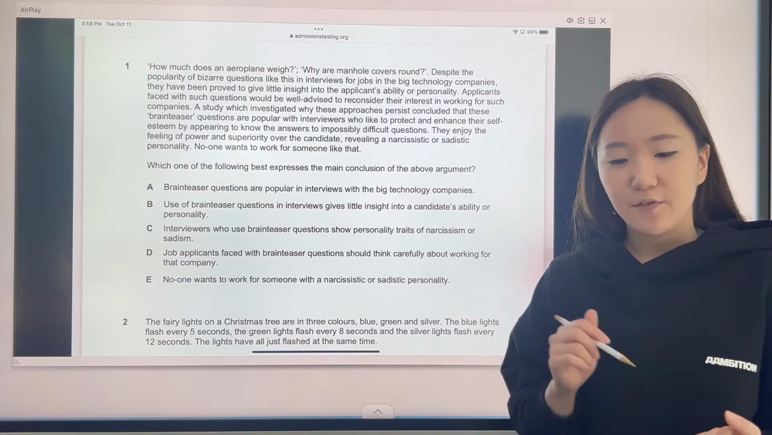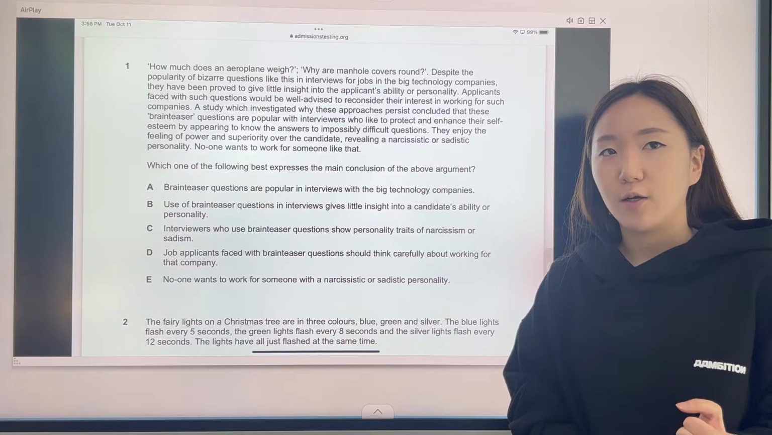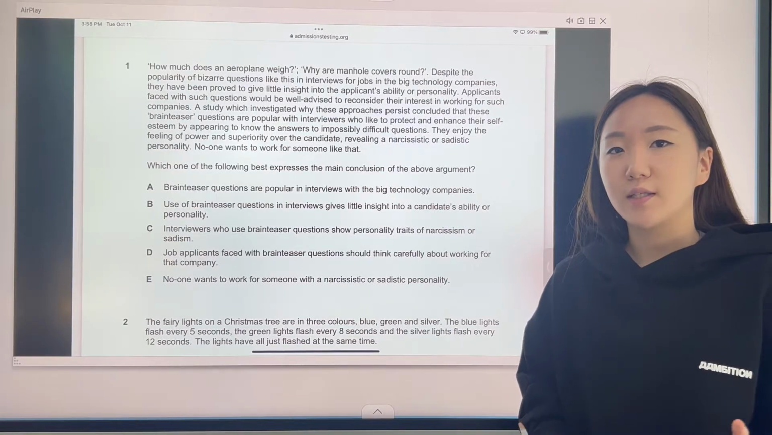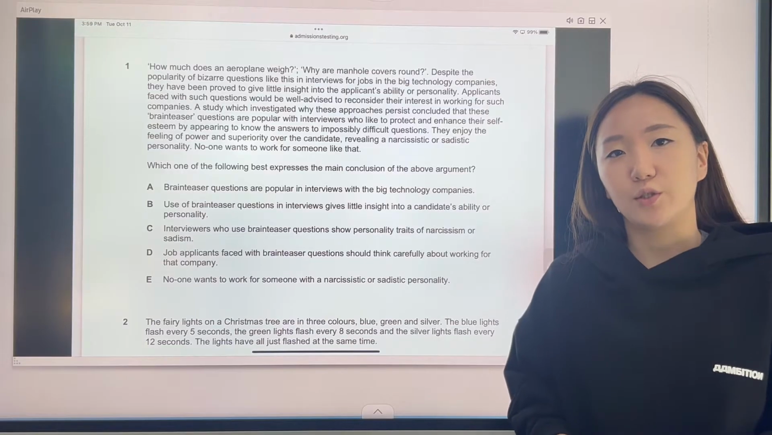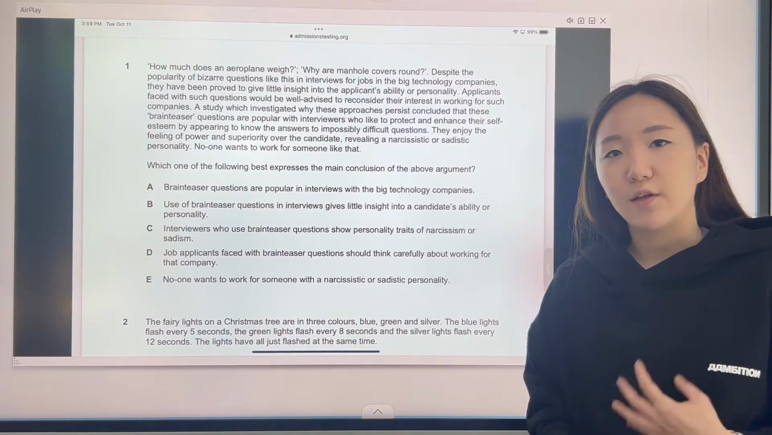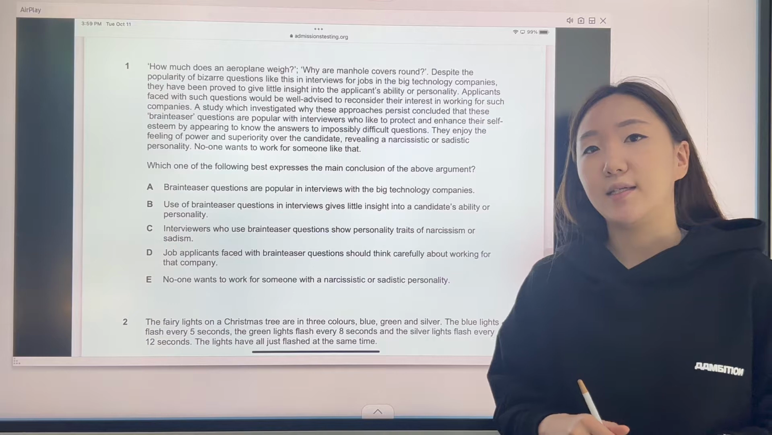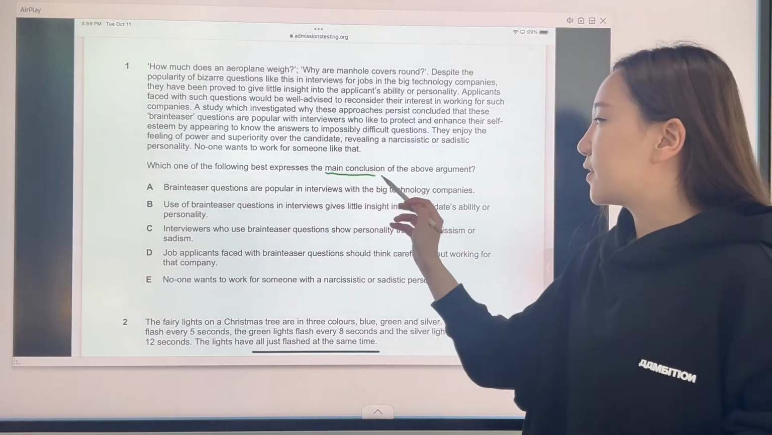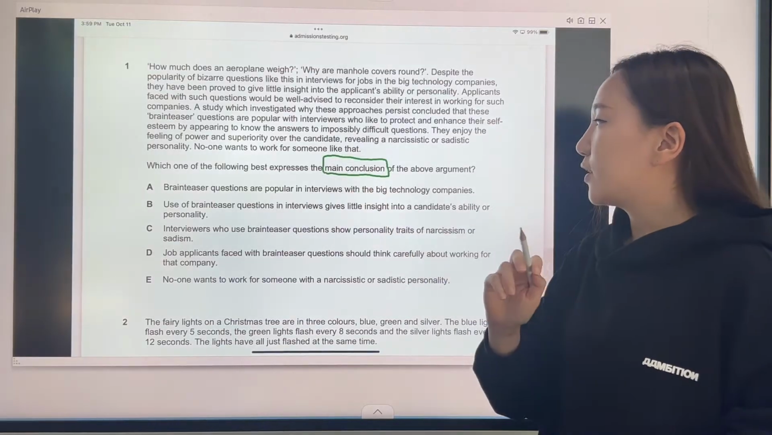But these are definitely the easiest type, and they make up usually about 25% of the critical thinking questions. So a really good type of question to get really nailed down, something that you feel very comfortable and confident in, and it can guarantee you quite a lot of marks. So let's get started. So obviously, first things first, it is a main conclusion question.